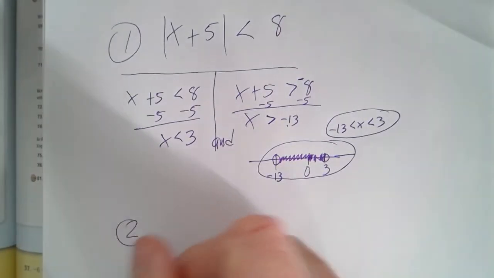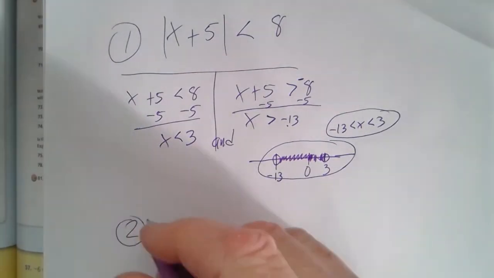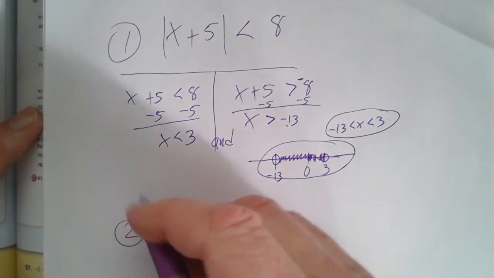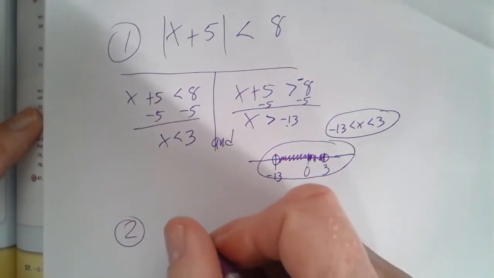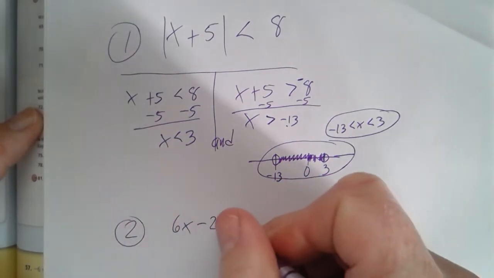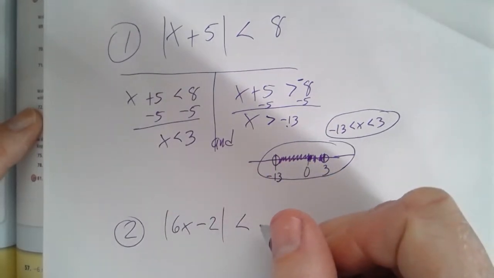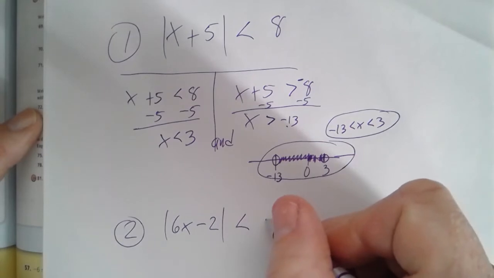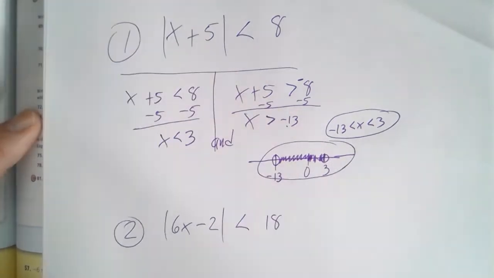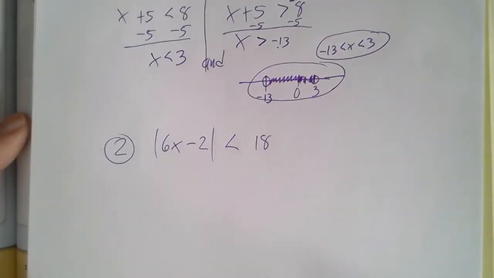All right, number 2. You try this one. |6x - 2| < 18. All right, so you try this one.